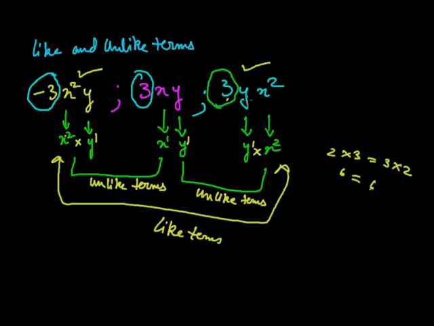For example, these two terms are like terms since the variables are x and y, and the power of x is 2 here, and in this also the power of x is 2. The power of y, that is the second variable, is 1, and in this also the power of the second variable, that is y, is 1.